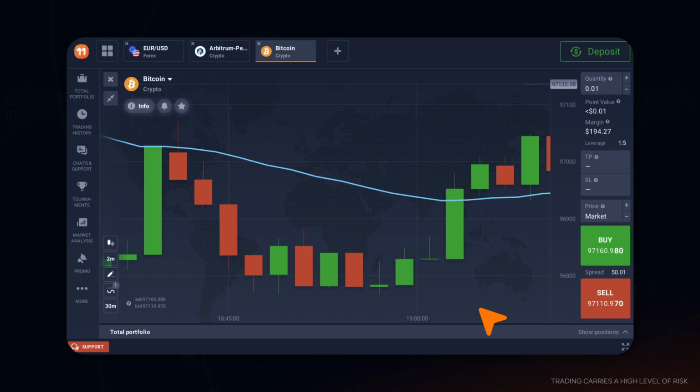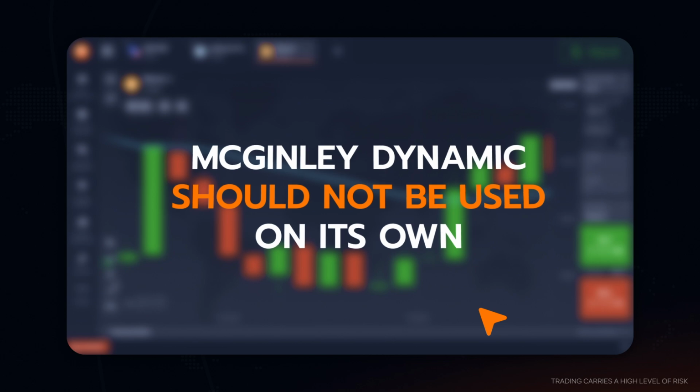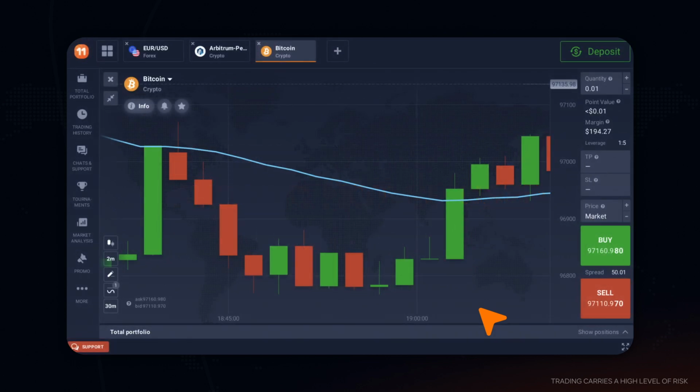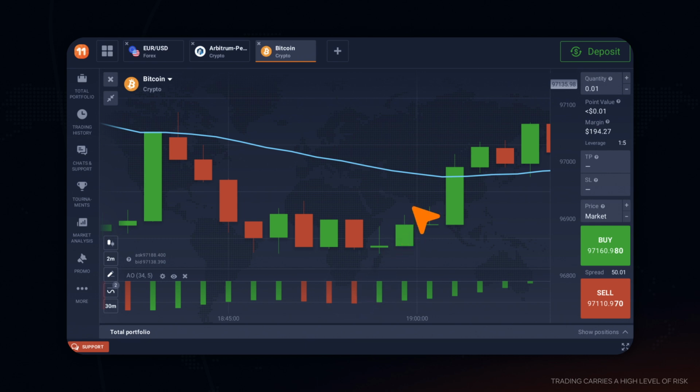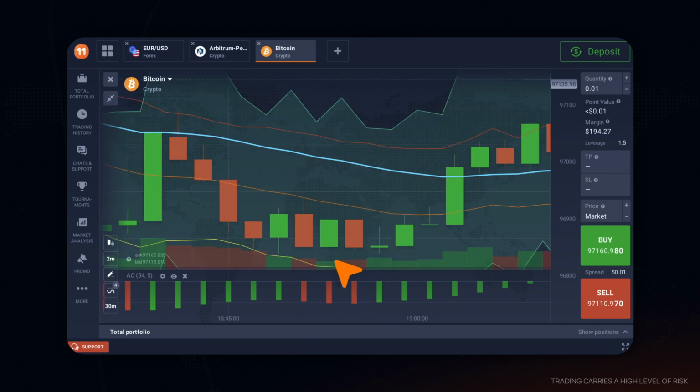Please note that the McGinley Dynamic should not be used on its own since it does not provide trading signals. Instead, it should complement other tools, for example, oscillators, volatility, and volume indicators.